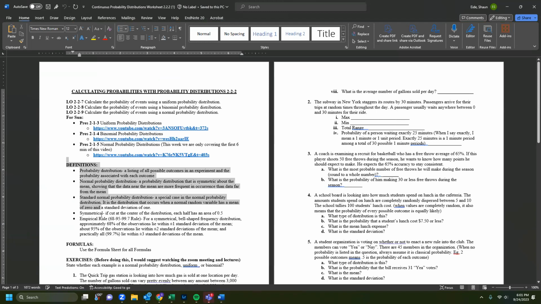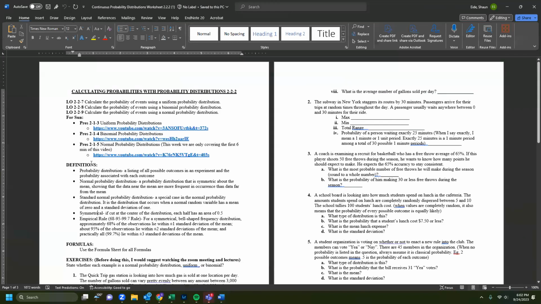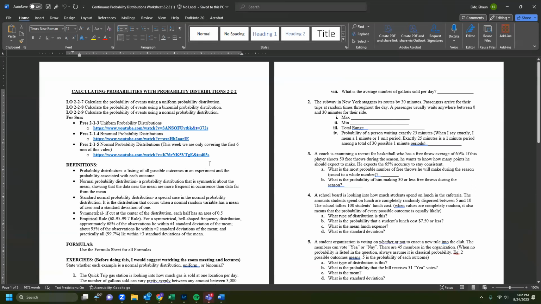So we've got some different definitions. You've got the empirical rule. This right here is very specific for normal probability. So you've got normal probability, standard normal probability, symmetrical, and so on and so forth. And coming straight down here, this is building right off of what you did on the 2-2-1 worksheet.